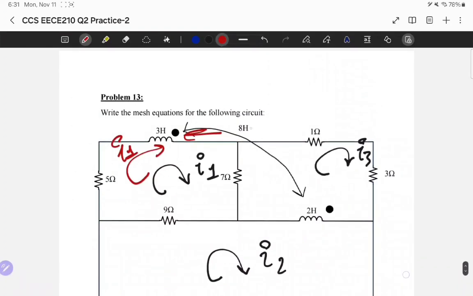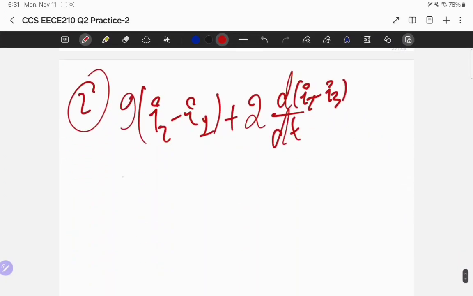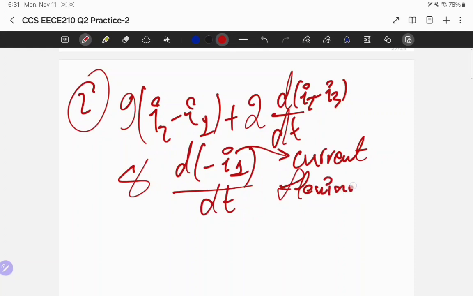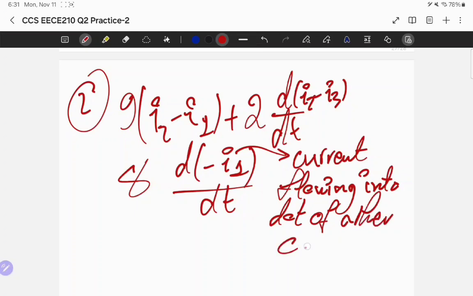So the mutual inductance is 8. So I'm gonna put 8 without a sign. d(minus I1)/dt, I1 being current flowing into the dot of the other coil or inductor.